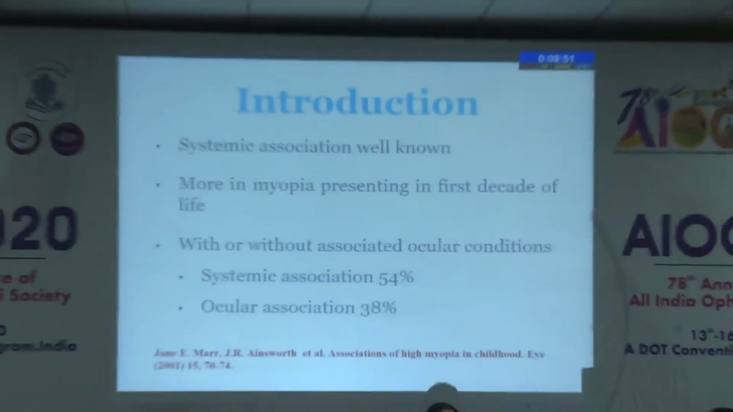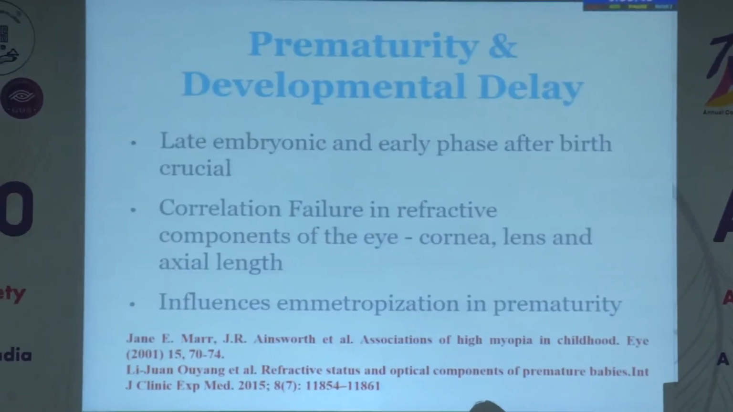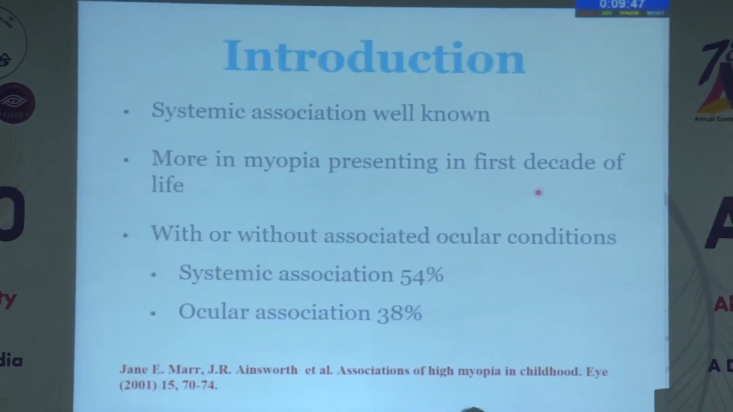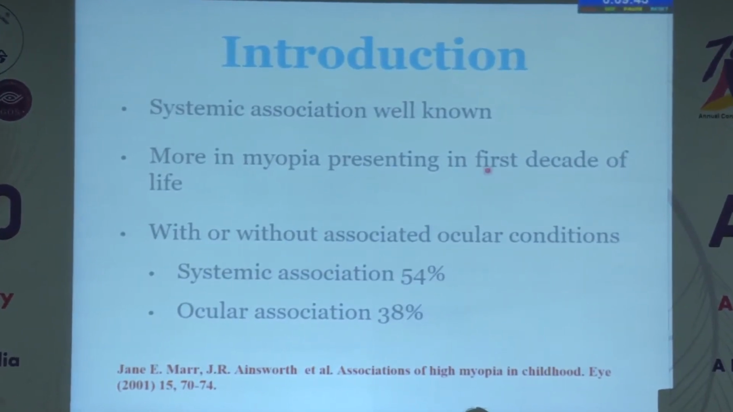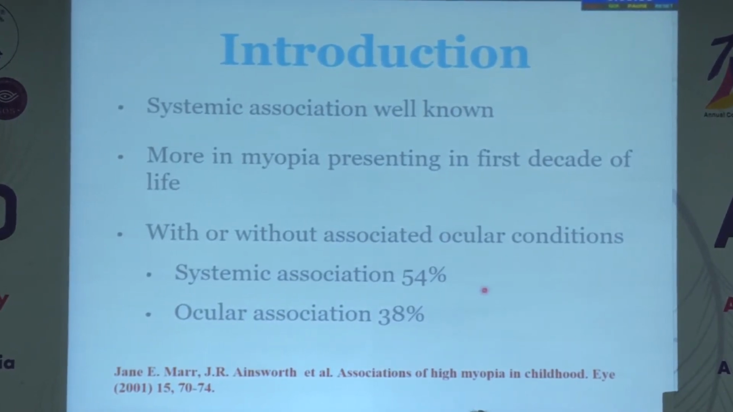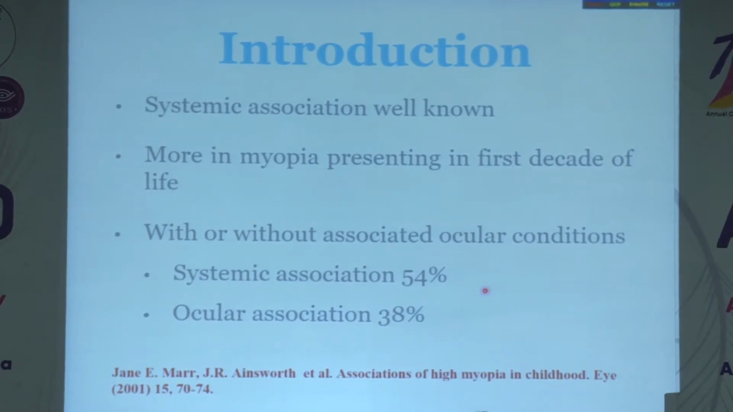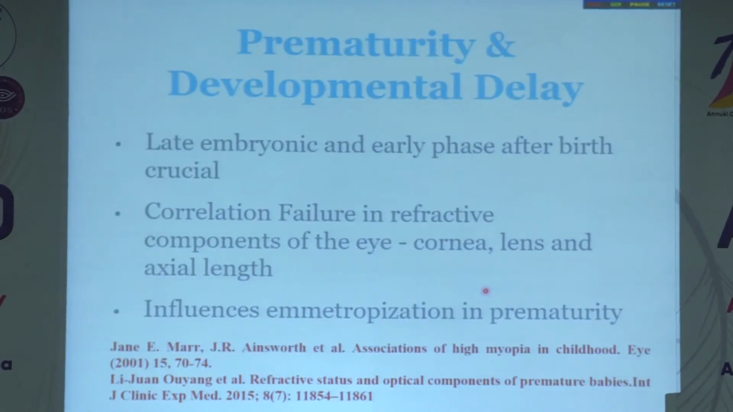Yeah. So the systemic association of myopia is well known. We all know this fact, but it's more common in myopias presenting in the first decade of life. Answorth et al. have reported an association of 54% with or without ocular conditions, and the ocular association alone is seen in 38% of the myopes. So the first in the list is prematurity and developmental delay.